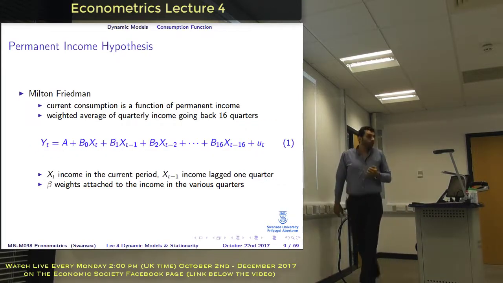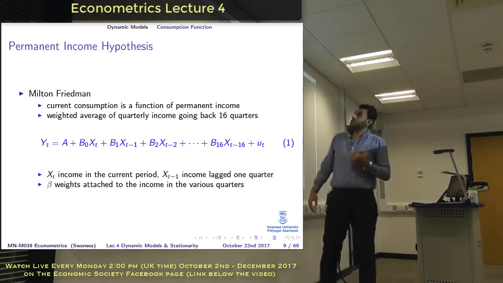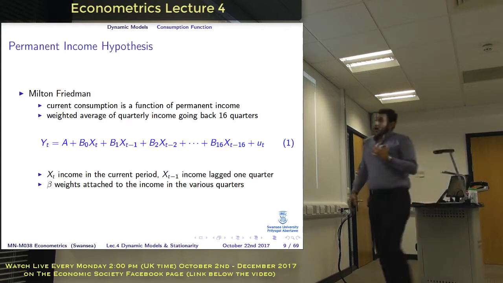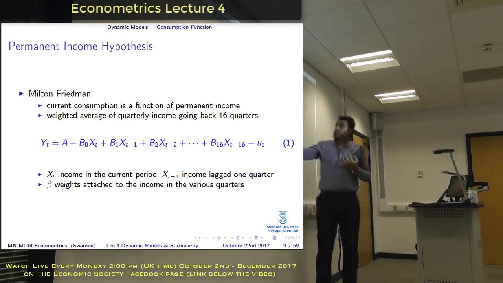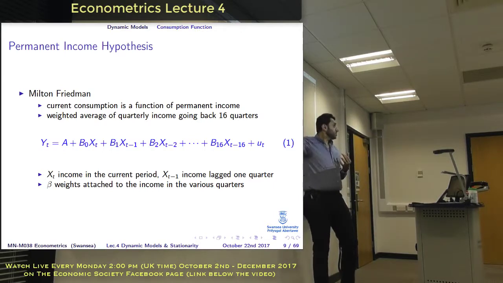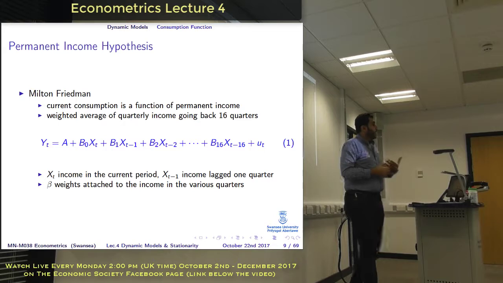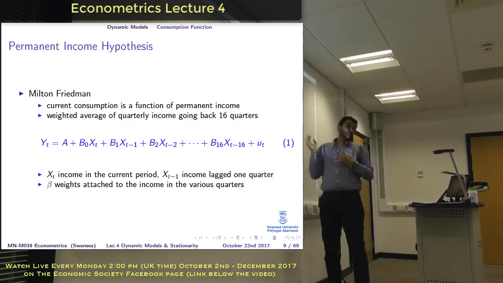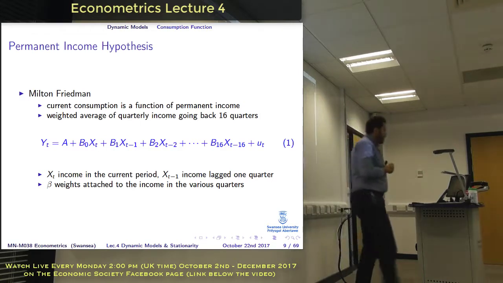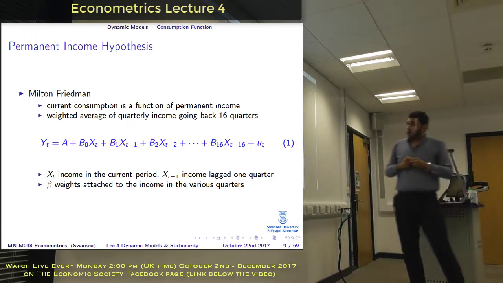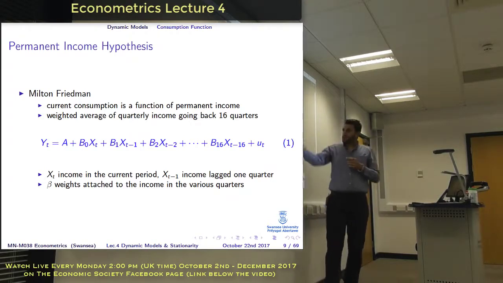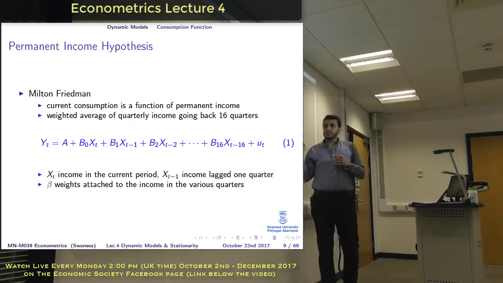A very popular example of this is the permanent income hypothesis by Milton Friedman. What does this say? It says that current consumption is a function of permanent income. So it's not just a function of the current income xt, it is a function of previous income as well, or the weighted average of quarterly income going back 16 quarters. If you go back to this paper, you'll see that the model they estimated went back 16 lags in time.